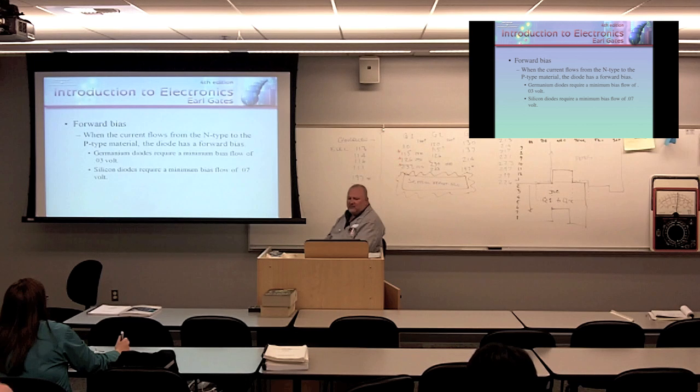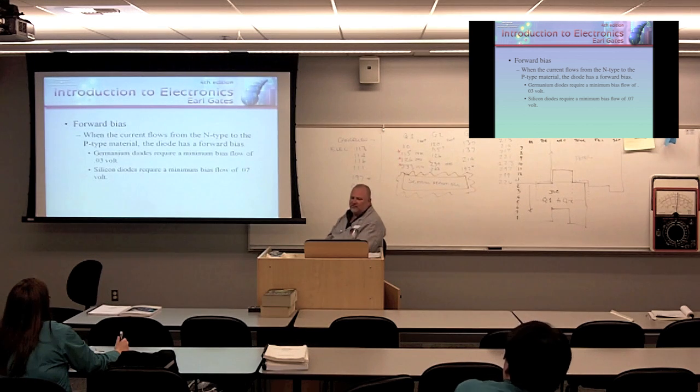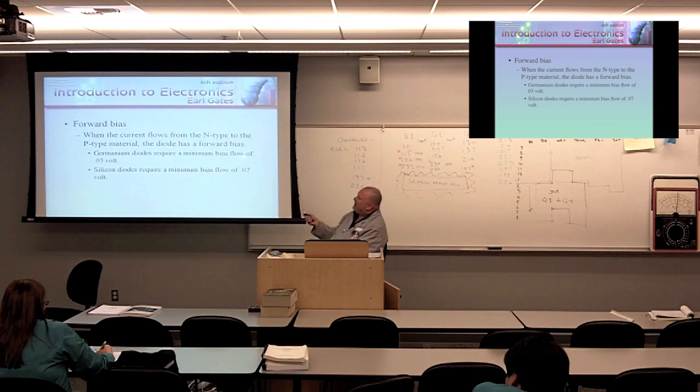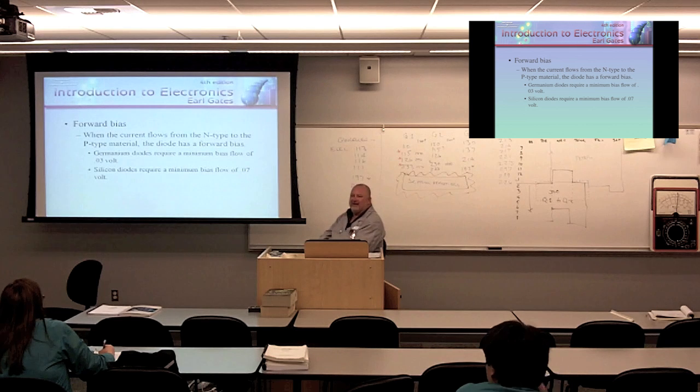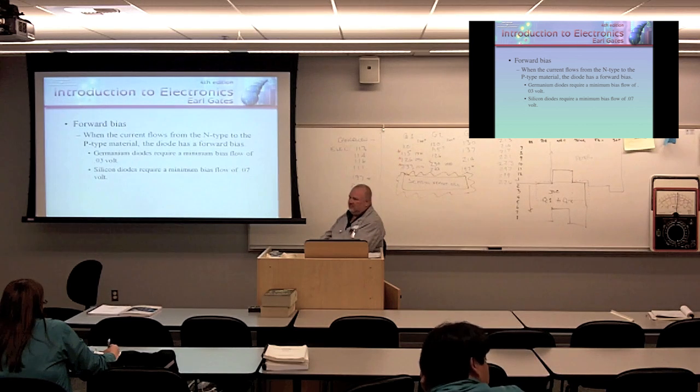Now forward bias: when the current flows from an N-type to a P-type material, the diode is forward biased. Germanium diodes require a minimum bias of, this is a typo, this should be 0.3 volts, not 0.03 volts. What I'm talking about is 300 millivolts, or 0.3. This is actually an approximation, so it might be a little less than that.